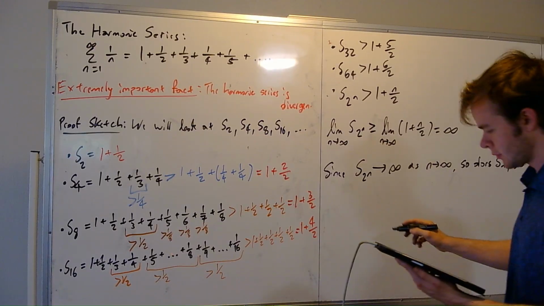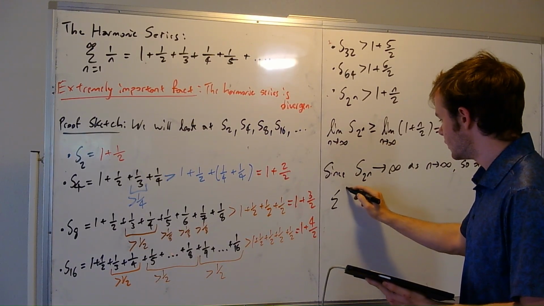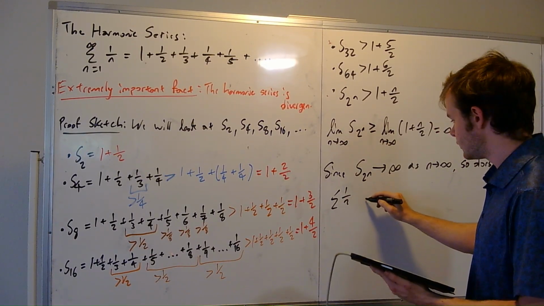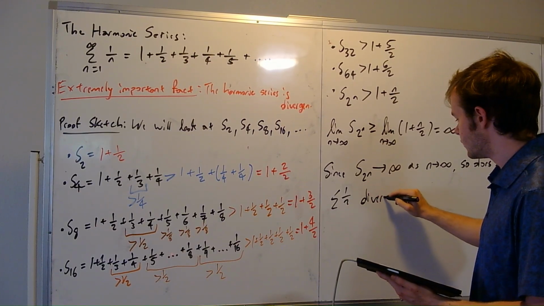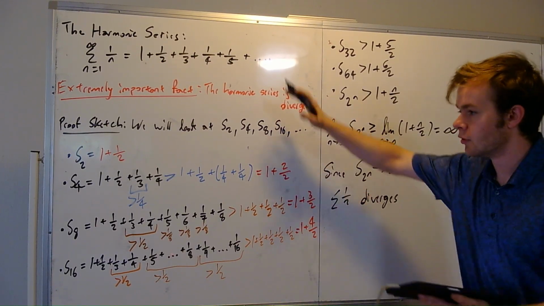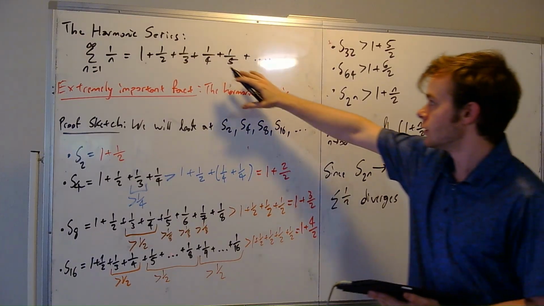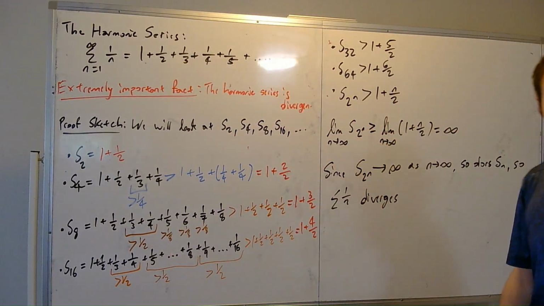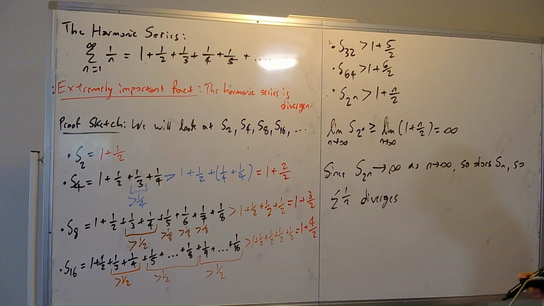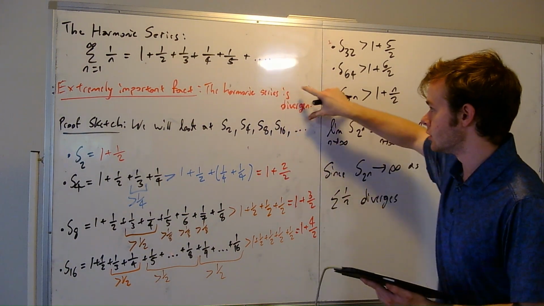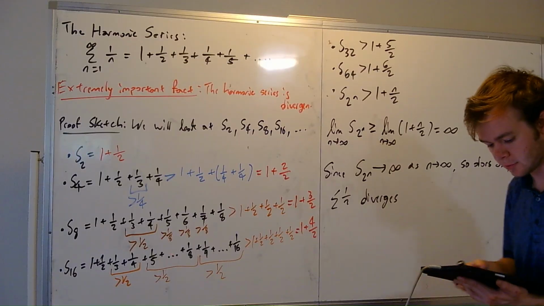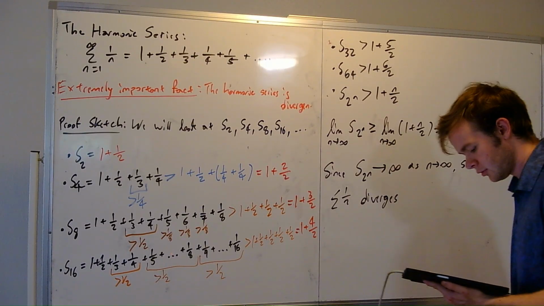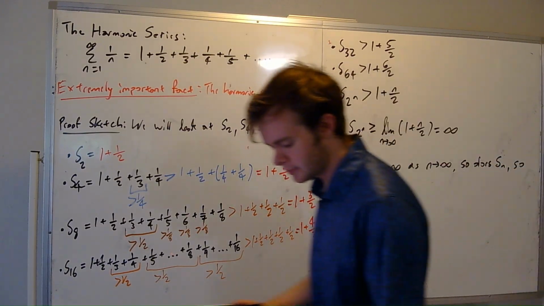So the sum of 1 over n diverges. Right, so all this work was just to show that this sum, if you add together all these numbers, is going to go towards infinity. Okay, so just restating, the important fact here is that this harmonic series is divergent, and let's write down the next theorem.